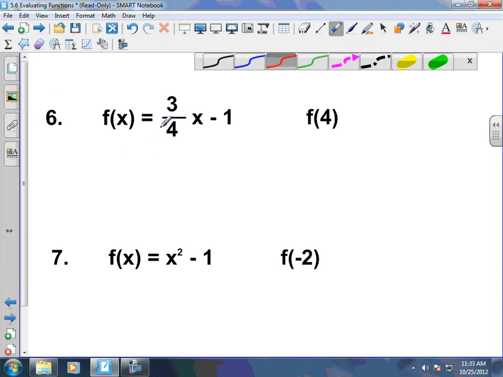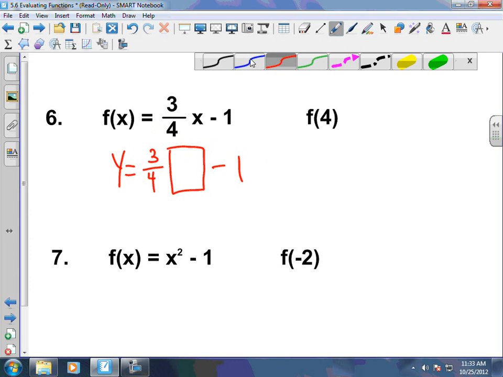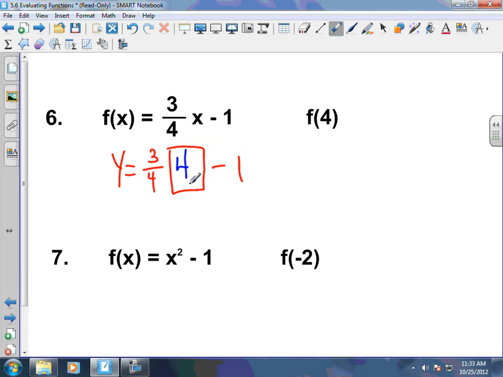Let's go ahead and look at number 6. Instead of f of x, I'm going to write y. 3/4, I put my box for my letter, minus 1. Inside my box goes the number 4. 3/4 times 4 is 3, so y equals 3 minus 1. Y equals 2.